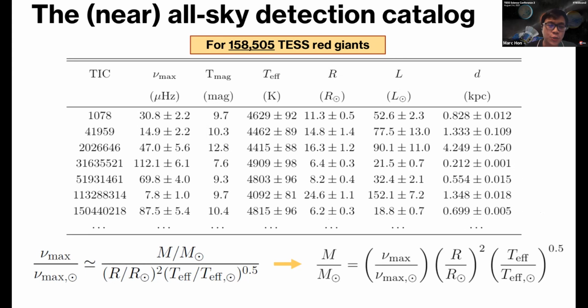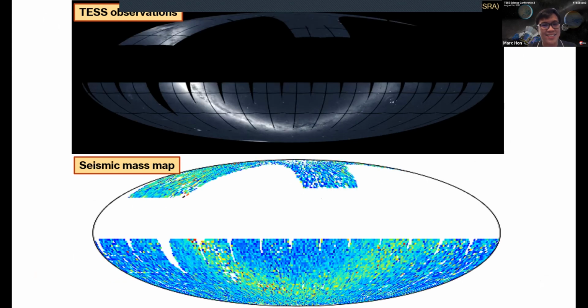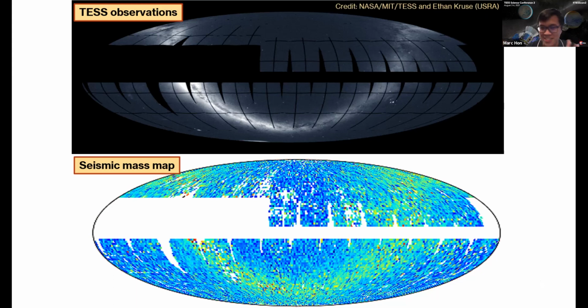Now, what we can do is go back to the νmax scaling relation and ask, we have νmax, we have radius, we have temperature. What is the distribution of masses across the entire sky? Here is where I present to you the first ever near all sky seismic mass map of the galaxy. At the top, you have the optical image from TESS, and on the bottom, you have a near all sky concert. Now let's unpack what we're seeing here.